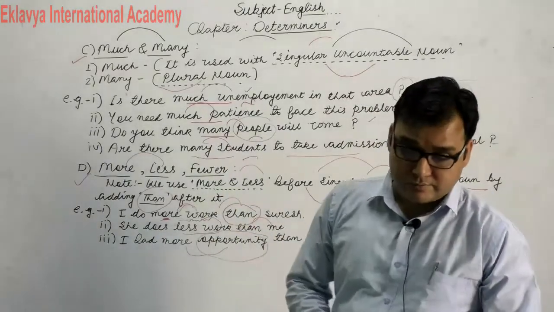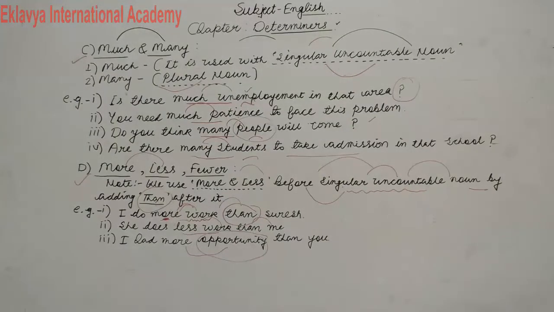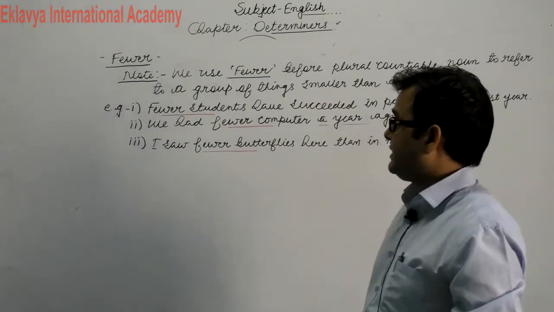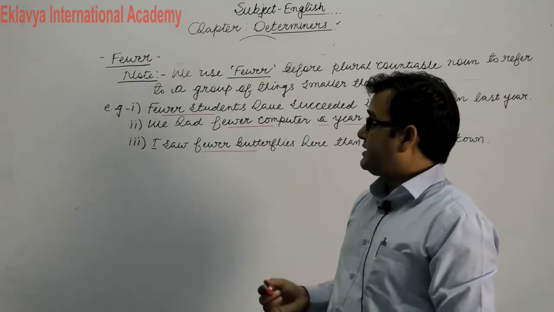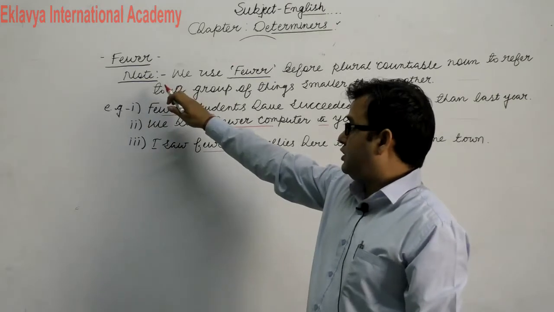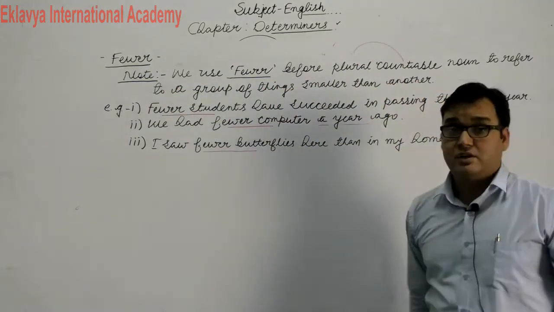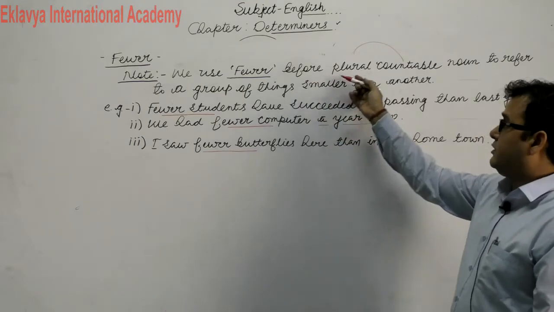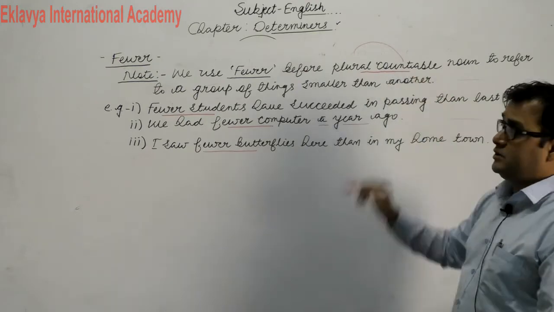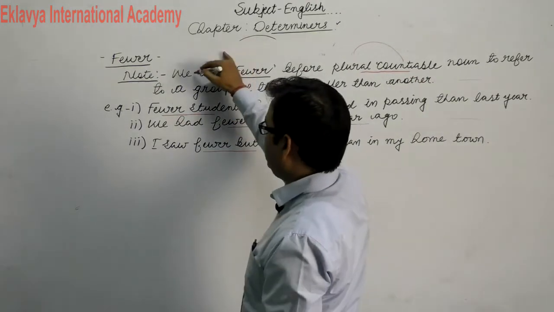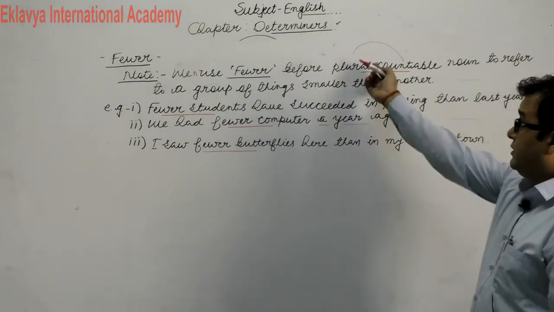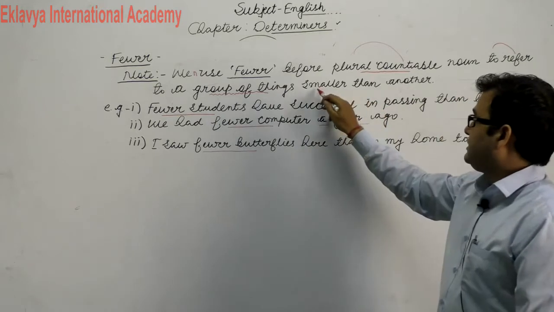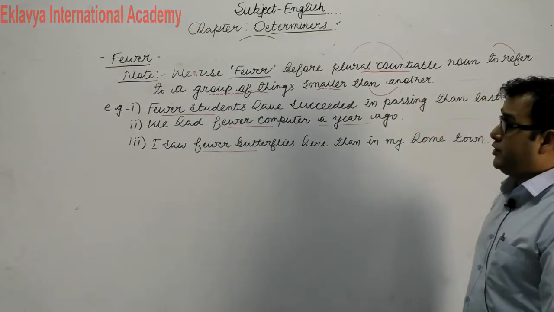Let's have the next one, fewer. So let's have the next point for the same section of determiners. Fewer basically is the next after the last one. Note, we use fewer before plural countable noun, not uncountable noun, to refer to a group of things smaller than another.